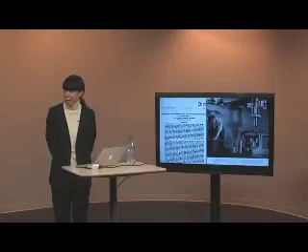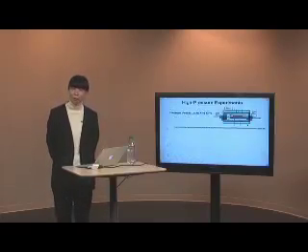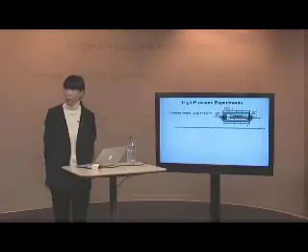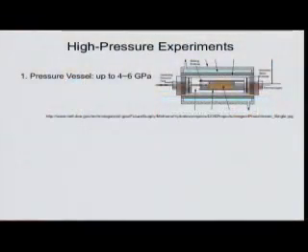Now, we've made some progress since 1950. The type of instrument that Birch was using was basically squeezing, and that's what we call a pressure vessel. We basically squeeze the material with the cylinder up to 4 to 6 gigapascals. That gets us down to about 100 or 200 kilometers below us. But again, the Earth's radius is much larger than that, so we'd like to go further.